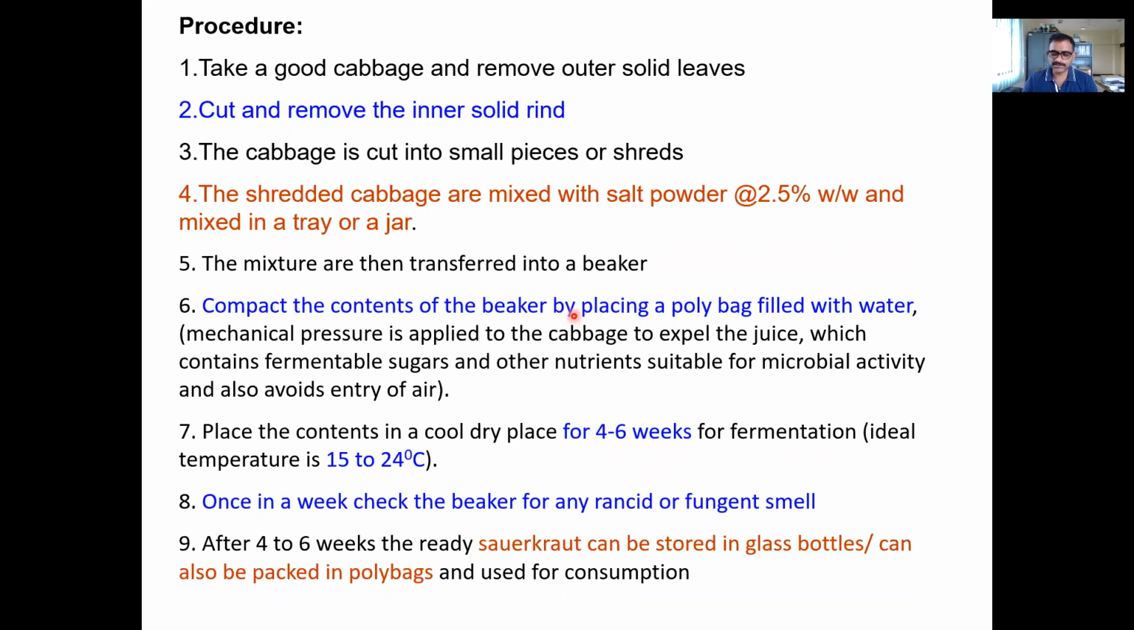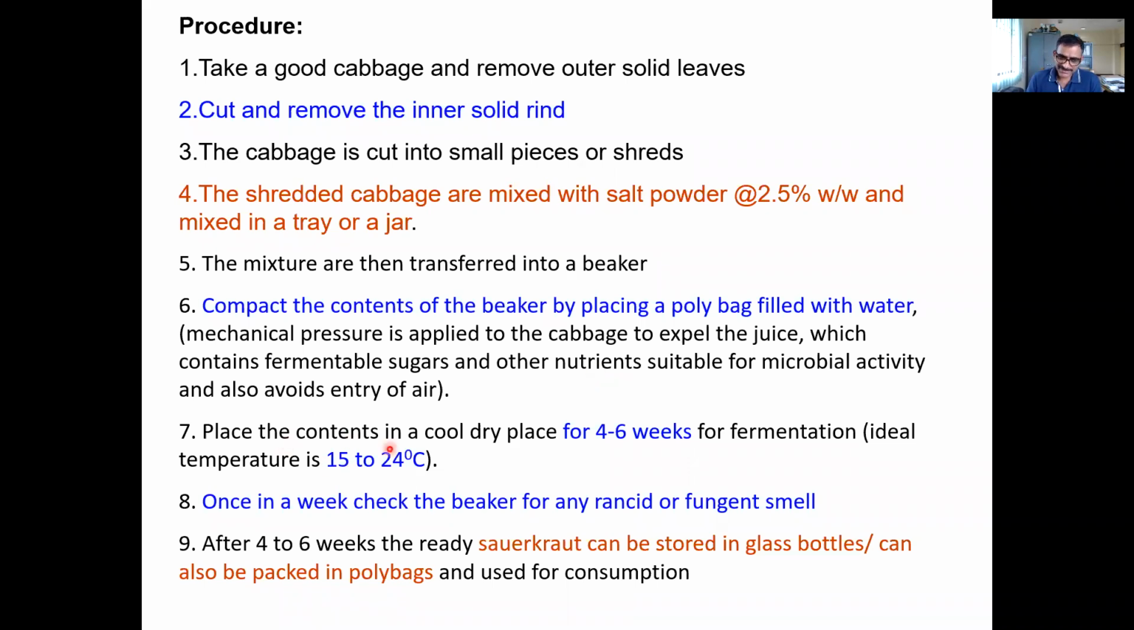And to seal the opening of the mouth of the beaker, we are filling a plastic cover with water and tying its mouth and placing it on the beaker containing the shredded cabbage. This will put a mechanical pressure on the cabbage, which will help in expelling the juice from the cabbage cells, which will act as sugar or nutrients for the fermenting microorganisms.